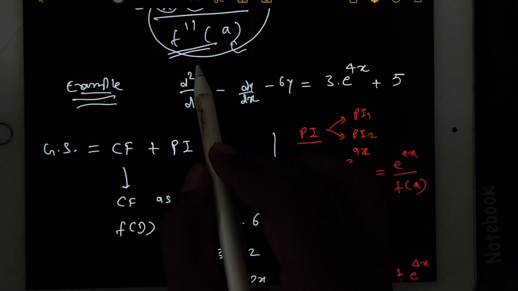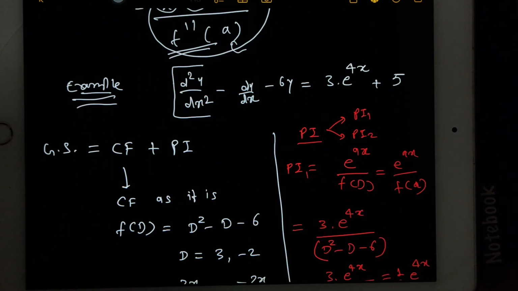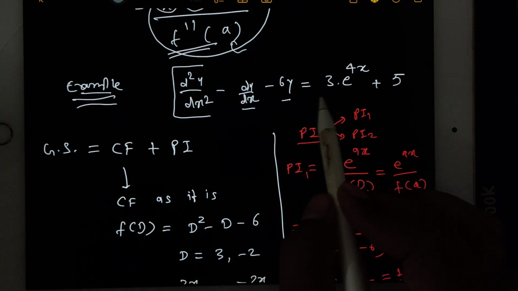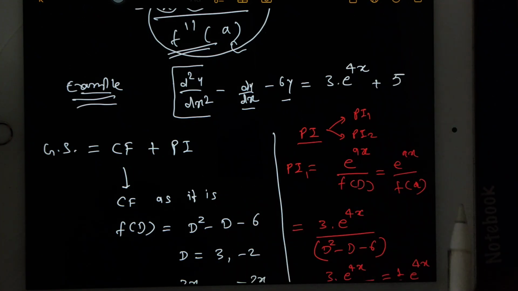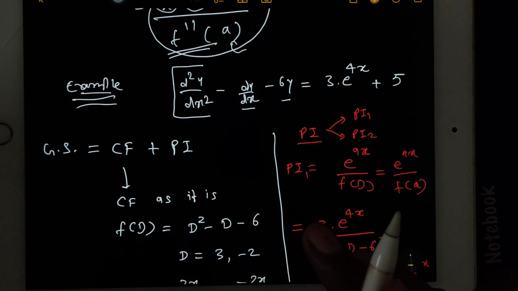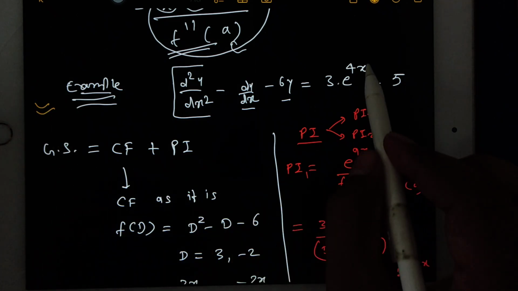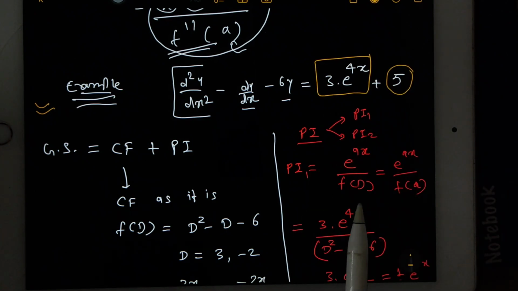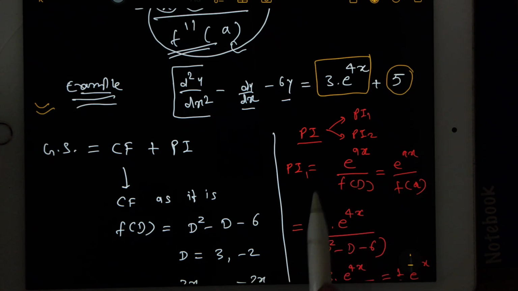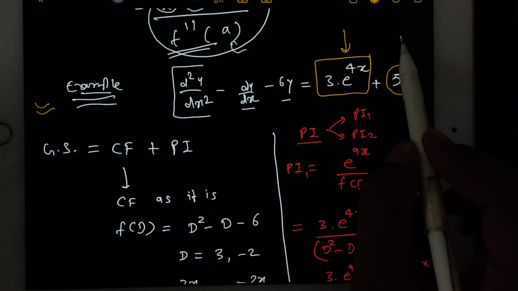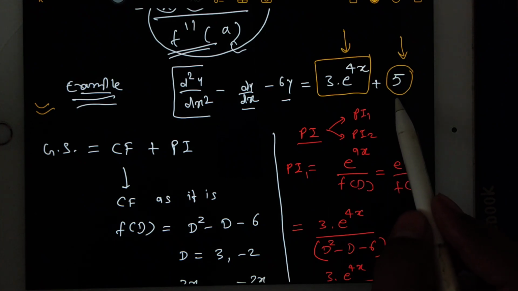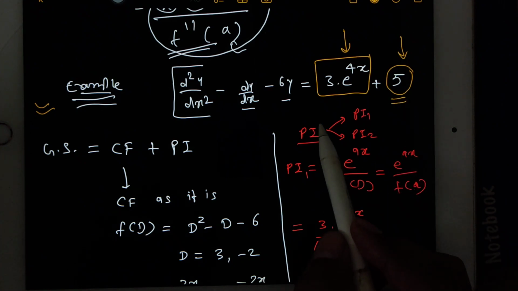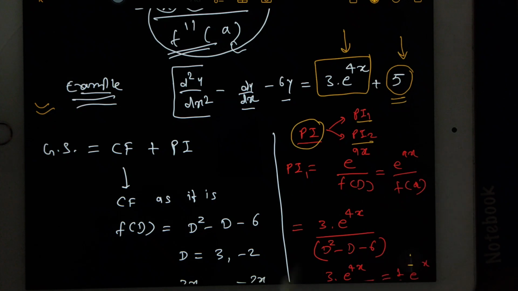So for the example, I am taking d2y by dx square minus dy by dx minus 6y is equal to 3 times e power 4x plus 5. In this example, you will understand how to solve this. You will also understand, if just a constant number is arriving on the right side, what you will do with that constant number. You will find out PI for this also, and PI for this also. So two types of PI you will have, PI1 and PI2.